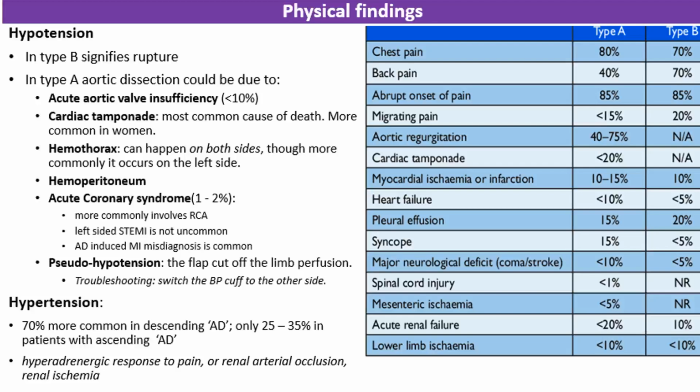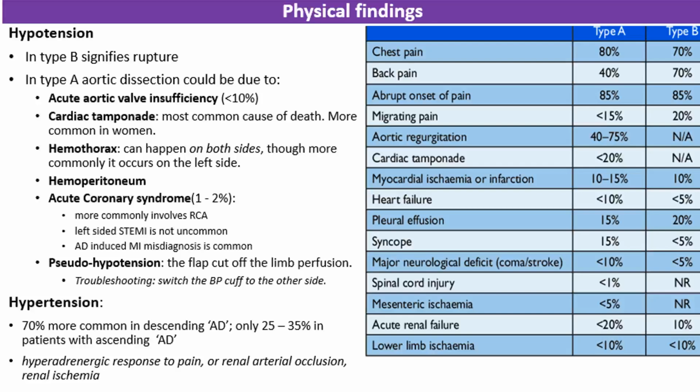Acute coronary syndrome more commonly involves the right coronary artery, though left-sided STEMI is not uncommon. Virtually any patient with STEMI is not safe from aortic dissection-induced myocardial infarction. Aortic dissection may not be suspected as a cause of coronary ischemia, and misdiagnosis may lead to inappropriate therapy and delays in treatment.